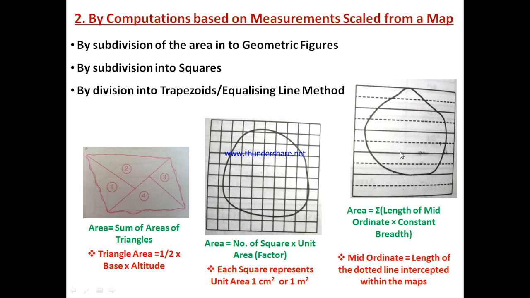Suppose the constant breadth is A. Then we take the summation of the lengths of the mid-ordinate values. With this method you can easily calculate the total sum of the intercepted dotted lines, and multiply it with the constant breadth in order to get the required area. If you need to achieve more accuracy, what can we do? We can take these parallel lines closer, as fine rectangles as possible, and you will get a more accurate area.